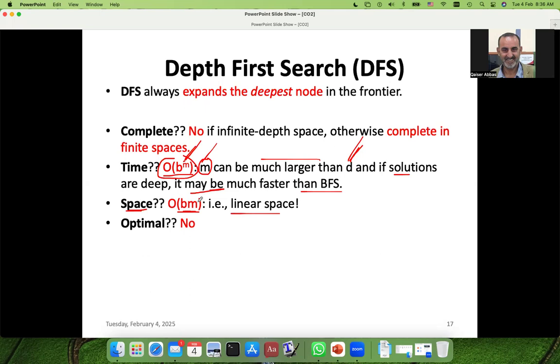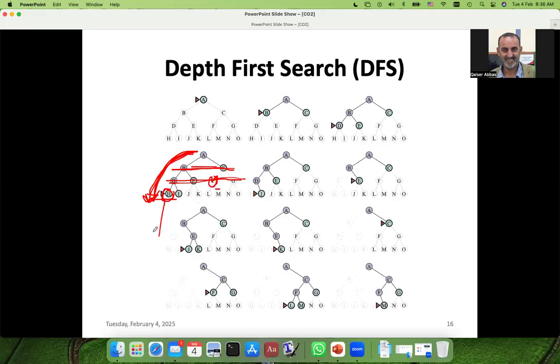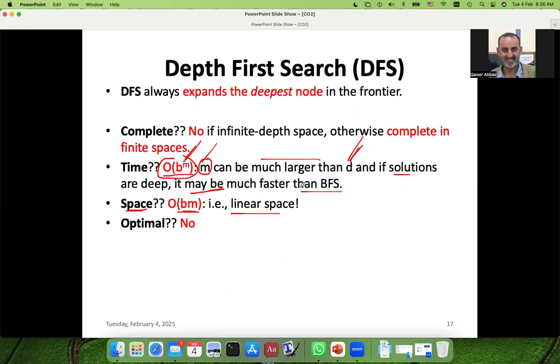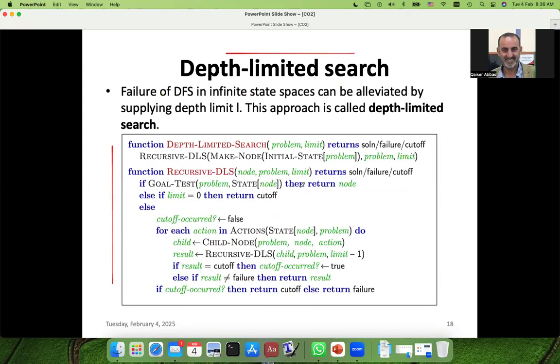And the reason is, if the solution is here on this branch, then this is the maximum depth, and we are multiplying with this M, the maximum depth. We are not multiplying with all that stuff. Okay. Now, depth limited search, or DLS.